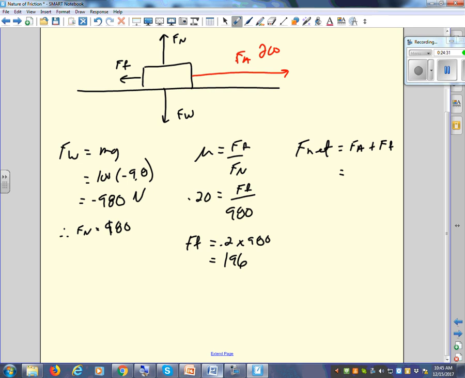Applied force 200. Let's put plus minus 196. Squeeze it in. Or just move it over, might be better. So the F net is only 4, right? 200 minus 196. The net force is 4.